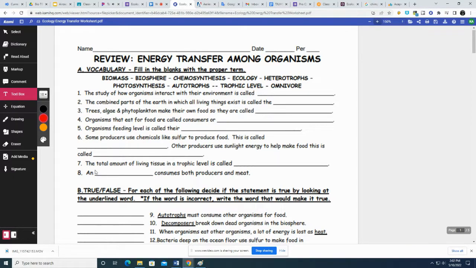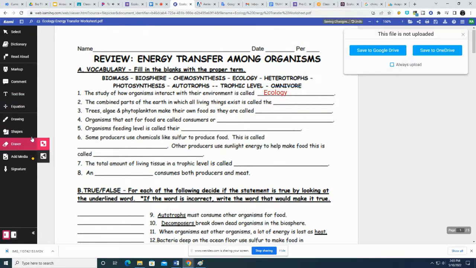So, 1 through 8, pretty easy. Just fill in the correct vocabulary term, like I'll get you started. The study of how organisms interact with their environment. Whenever it's the study of, it almost always ends with ology, like biology. Chemistry doesn't end with that, but most of them do, like meteorology. So where's an ology up here? It's going to be ecology. There it is. Ecology is the study of how organisms interact with their environment. Ecology. And then you can mark it off.